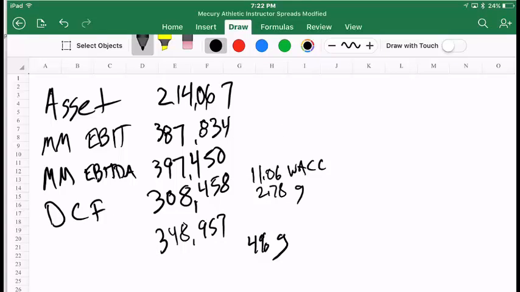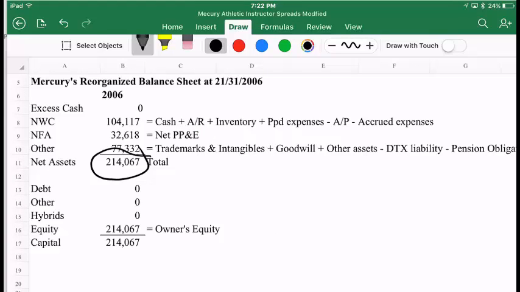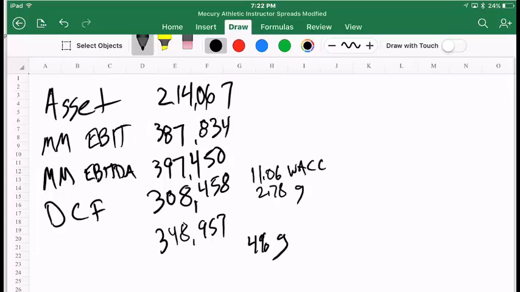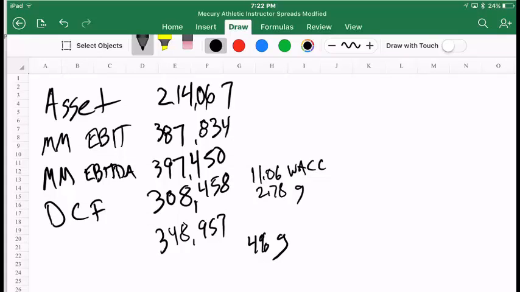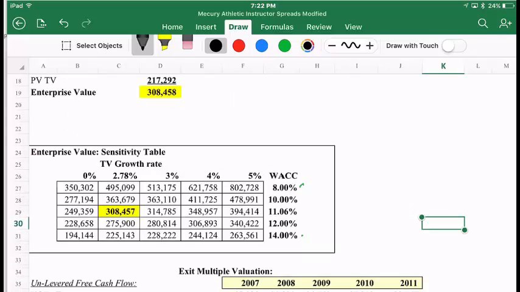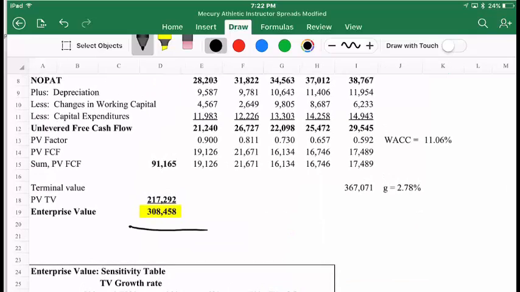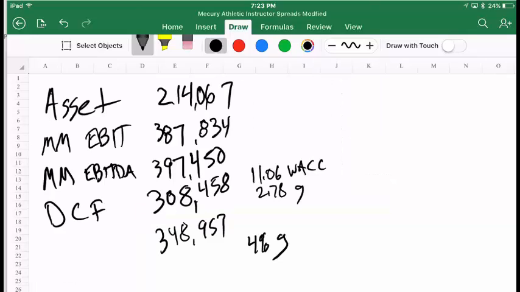If you remember, we looked at the asset value, and we came up with $214,067. And remember, these are with zeros omitted, so that'd be closer to $214 million. And then when we looked at the market multiples, we came up with $387 million for the EBITDA multiple and $397 million for the EBITDA multiple. And then when we did the discounted cash flow, we came up with $308,000 using a WACC of 11.06 and a long-term growth rate of 2.78. But if you look at another number here, and I'm going to circle this, at 4%, your discounted cash flow comes out to $349 million, rounded off.